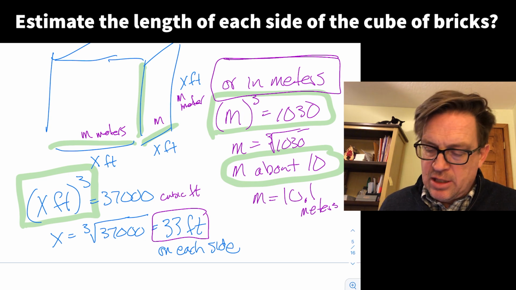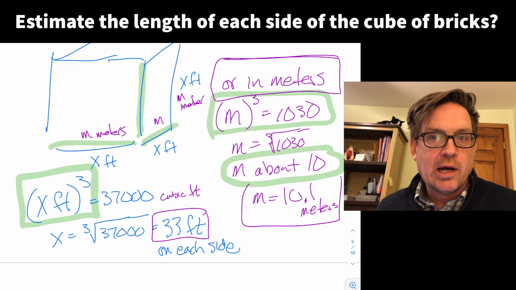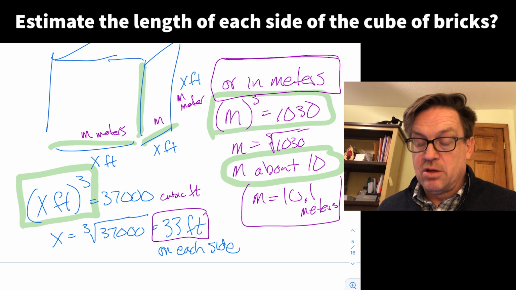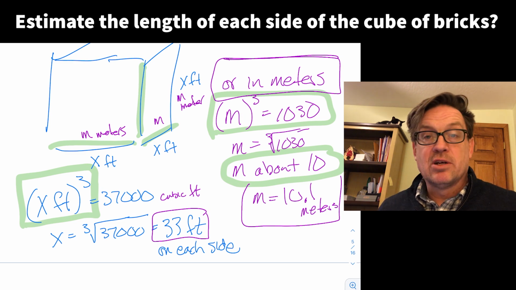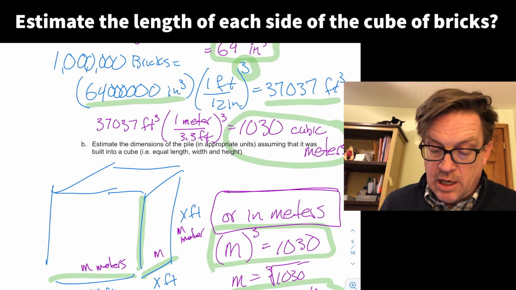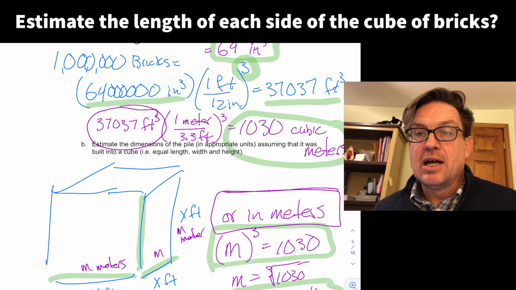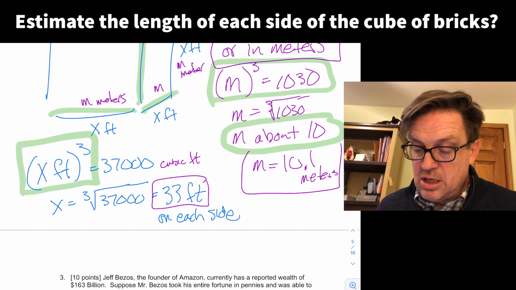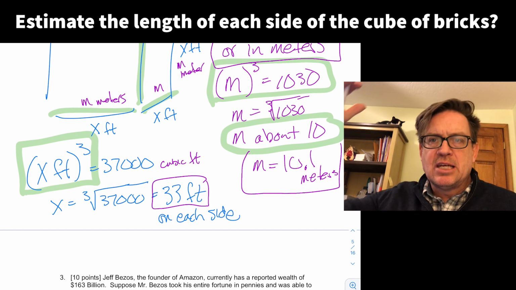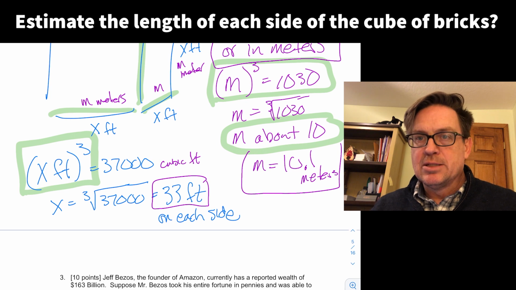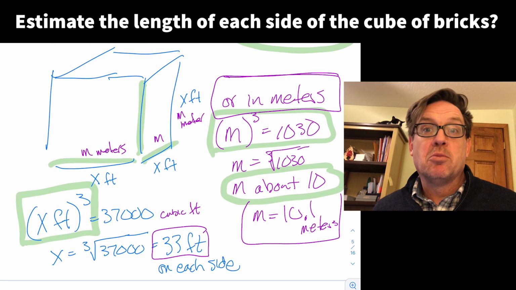If I ask my calculator, I can get a precise answer. It says it's 10.1. But really, it's not precise because I estimated the length of the brick. It wasn't very exact. I also estimated when I divided, and I forgot about the 37 extra cubic feet here. So all of my calculations have been estimations. So 10 meters by 10 meters by 10 meters gives everybody a reasonable idea of how big this block of 1,000,000 bricks would be.